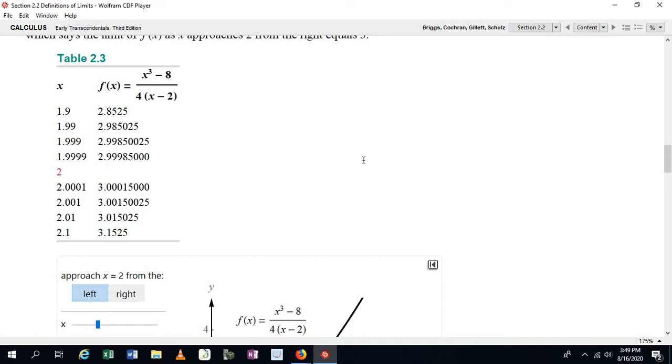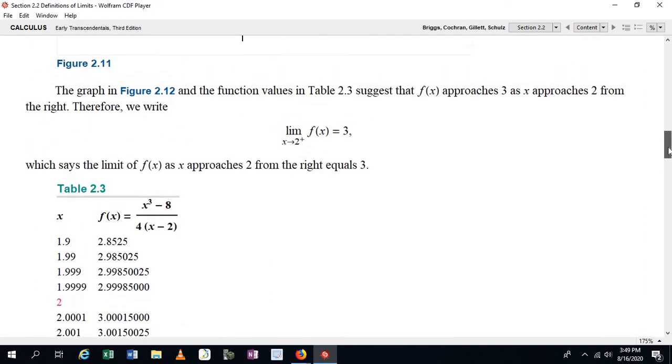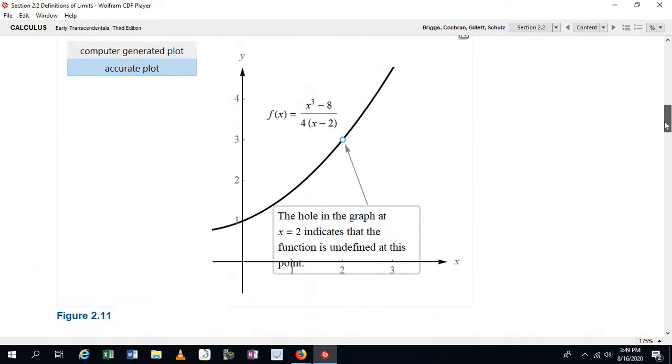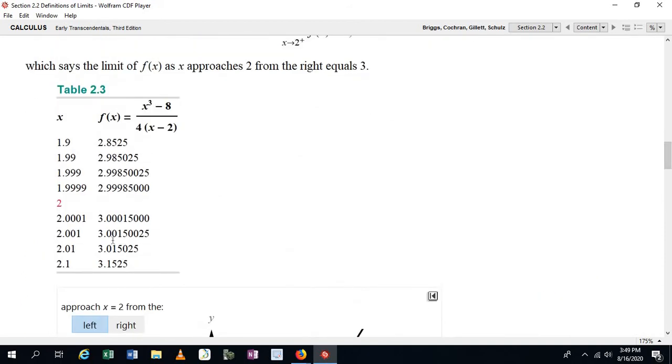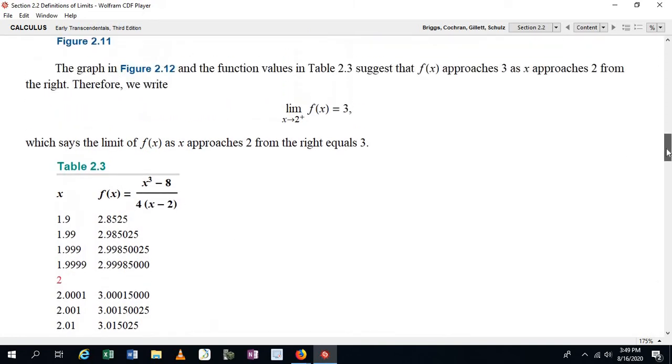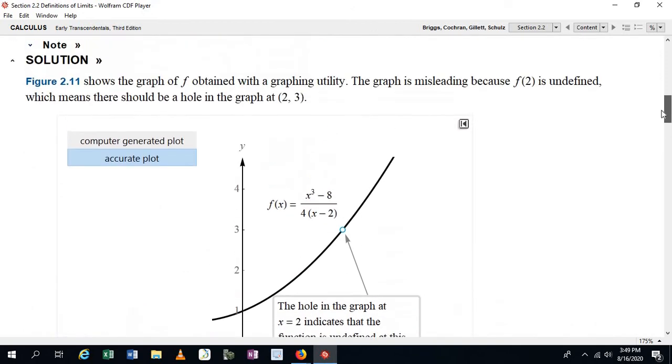Now, if those numbers are different, if the left side limit and the right side limit are different numbers, then the two-sided limit does not exist. And we'll talk about that in an example later on. Okay, but in this case, the left side limit and the right side limit are the same number. They're both approaching 3, so the two-sided limit for this function is also 3.